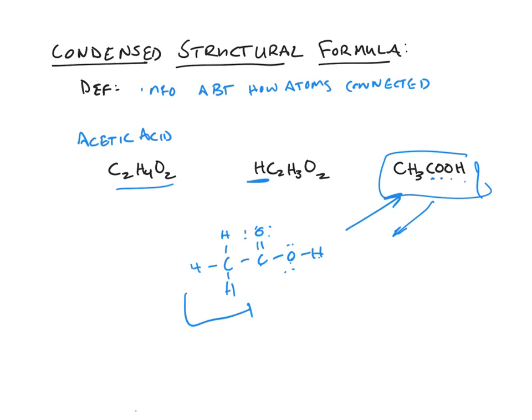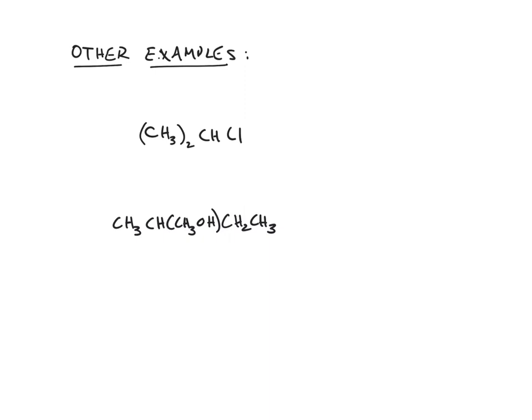Oftentimes you'll see formulas for organic molecules represented this way if the structure is not drawn out. So some other examples, like for example, this one right here. What this tells me, when I have these things in parentheses, is that there are two of these CH3 groups attached to that carbon. So I have a carbon here in the middle that has a CH3, a hydrogen, and then a chlorine attached to it like that. And put my lone pairs on my chlorine, and you can expand out the CH3 groups to be 3 hydrogens attached to that carbon.